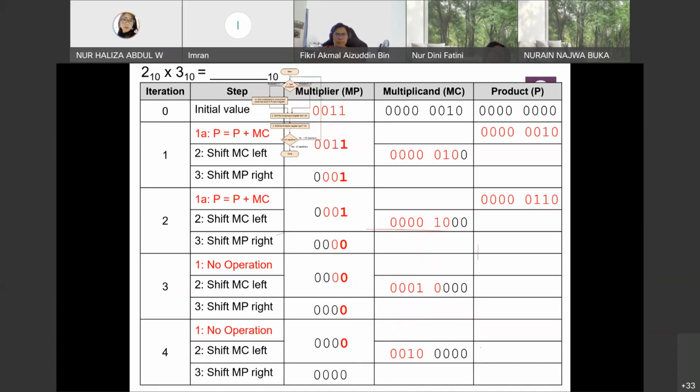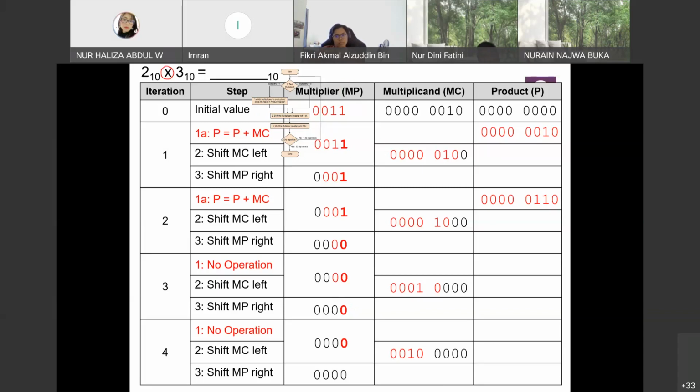This one is also important, although you already get the answer. See here, you get the answer. Because suddenly, your multiplier, which is your MP, sometimes you get 1 here. Sometimes at the beginning, you have 1. So you need to do 1A and so on. So you need to follow how many bits you have and do it. In terms of multiplication, it's quite easy. You can see the steps are easy.